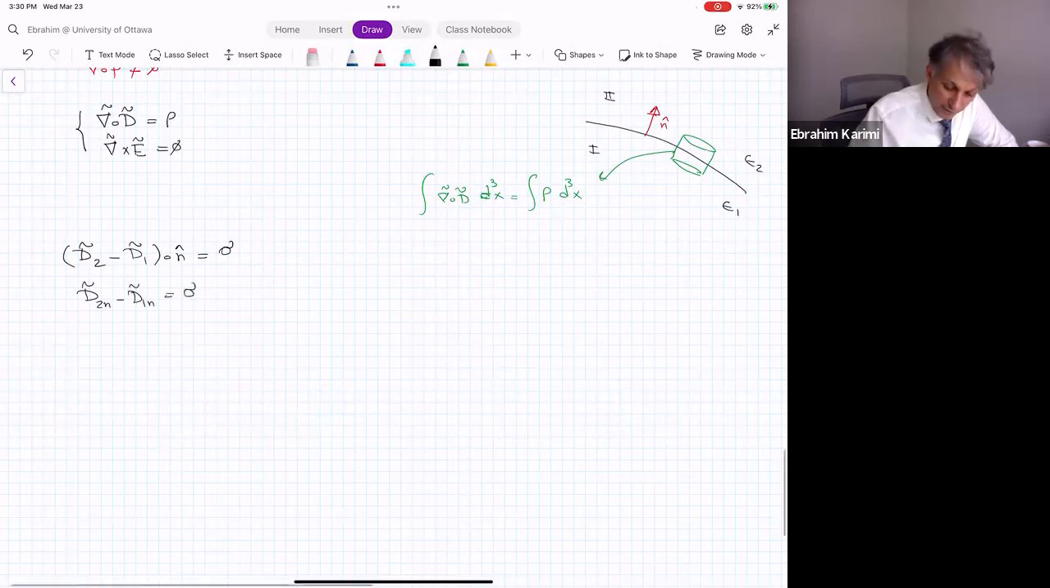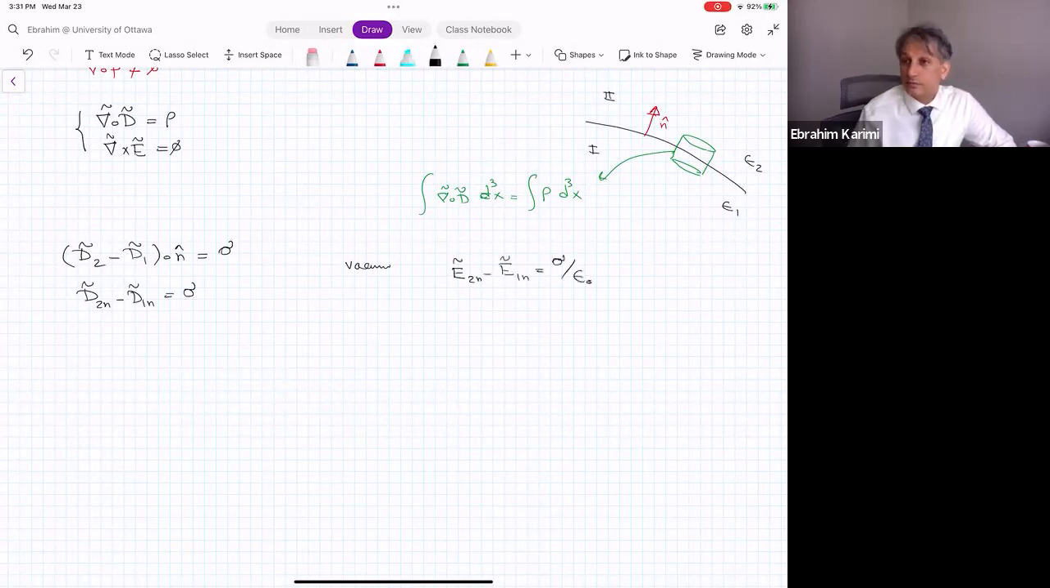If you remember, previously for vacuum we had E2n minus E1n given by sigma divided by epsilon 0. Now we are talking about material. Is that clear, or should I derive that equation? I think it's clear, right? So it's simple enough. For the curl of E, which is exactly the same as what we had for vacuum, we obtained that E2t is equal to E1t. The tangent component of the electric field is identical.